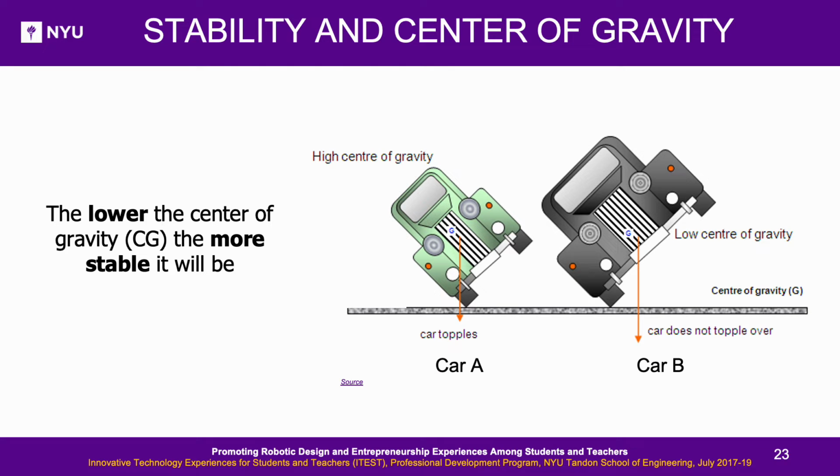Stability and center of gravity. The lower the center of gravity is, the more stable it will be. As the center of gravity of car A is higher, it topples while turning, while car B has a lower center of gravity, it doesn't topple.